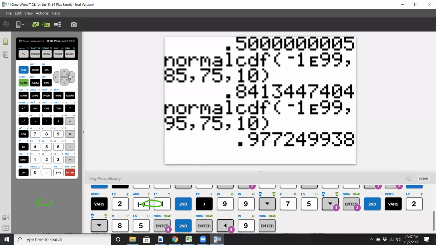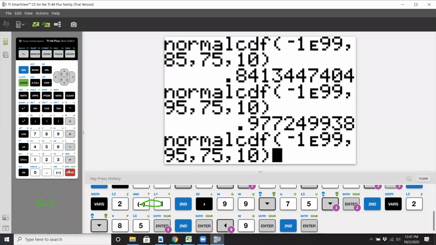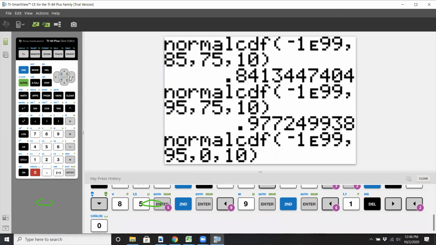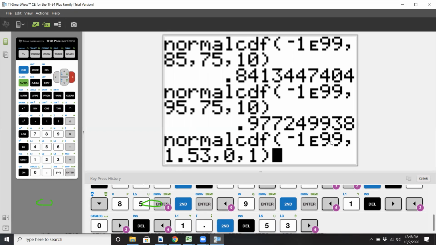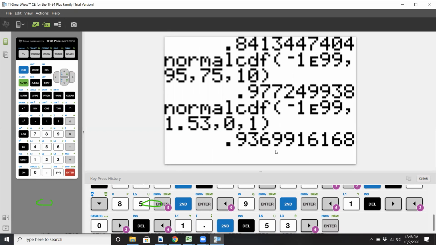Now I can go to my calculator again. Because you're doing z-scores, you're going to make the mean 0 and the standard deviation 1. When you're dealing with a z-score, you always center your mean at 0 and standard deviation at 1. And we're going to punch in 1.53 here. Again, keep the 1e negative 99 because you're going forever to the left. And you get 0.937. There you go.